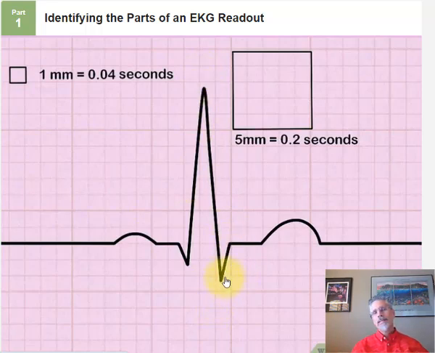So this isn't starting exactly on a box, and to be sure, on the lab practical, when we're asking you these questions, if you're within 1 millimeter on either side of the actual measurement, or what we think is the actual measurement, you'll be okay.